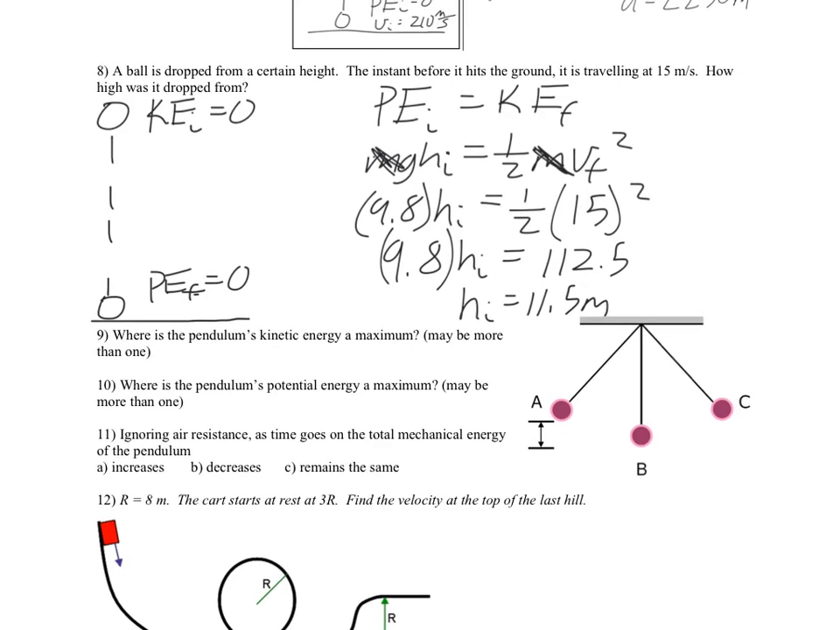So just some practice multiple choice questions. Where is the pendulum's kinetic energy at maximum? What you see here is the pendulum swings from A to B to C. At points A and C, it has more height, so it has more potential energy. When it swings, all of that potential energy turns into kinetic at the bottom, B. So we're going to have the most kinetic energy at B and the most potential at A and C. And as time goes on, the total mechanical energy of the system remains the same. It goes from kinetic to potential and back.